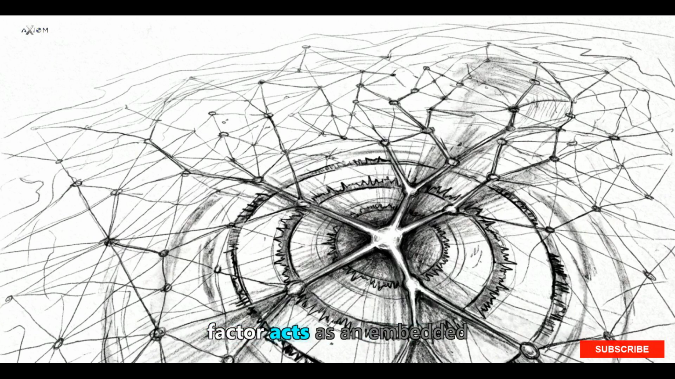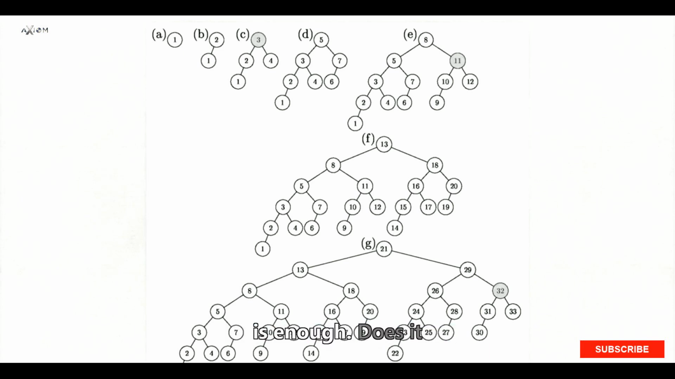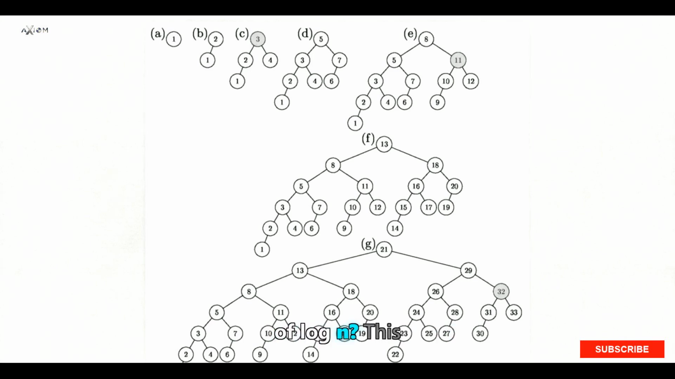The balance factor acts as an embedded sensor network. It flags structural vulnerabilities at the individual node level before they compound into system-wide failure. The critical theoretical question is whether this local -1-to-1 rule is enough. Does it actually prove that the total tree height will never exceed O(log n)?